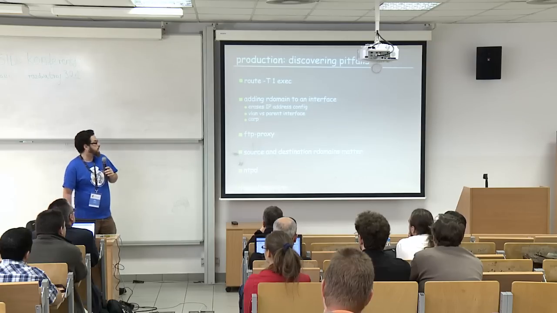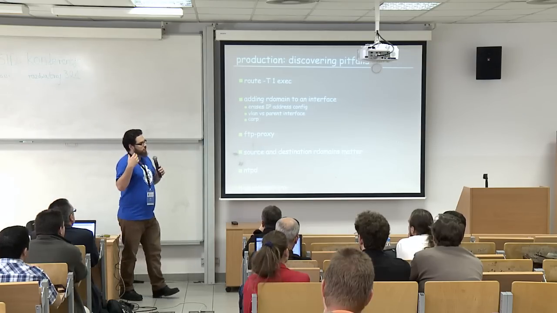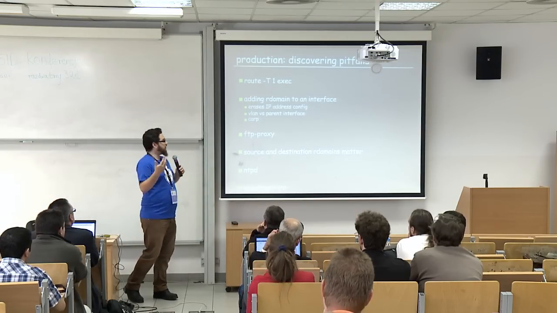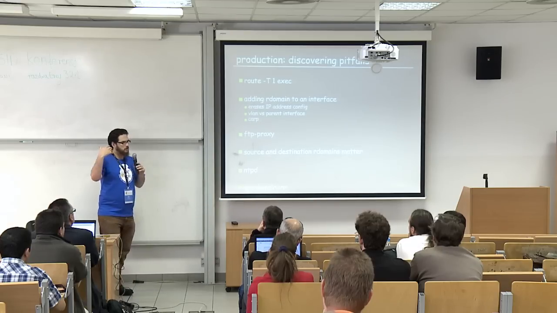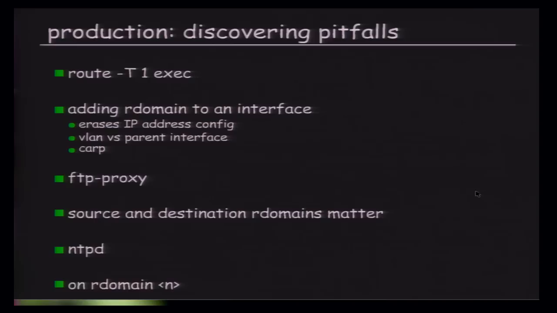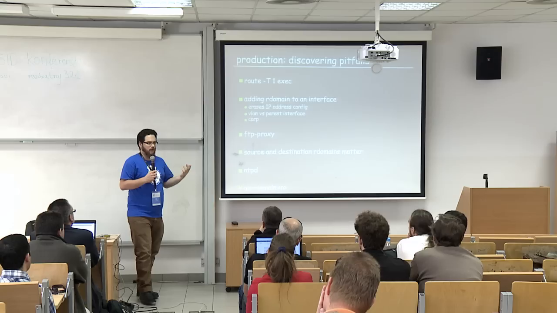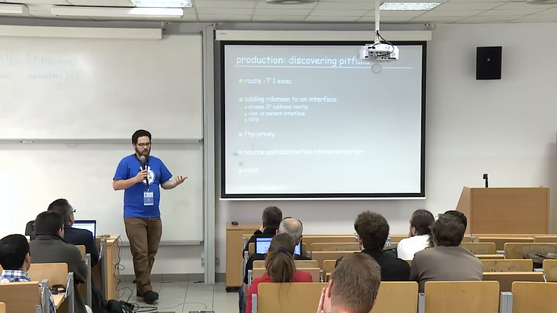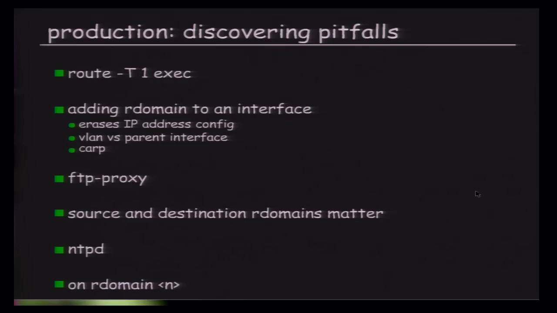The next part is when you add an R domain to an interface, then the question is, what should we do if there's any IP address already configured on it? Should we keep it? Should we delete it? Turns out the best solution is to just simply erase the configuration on that interface. So you need to re-add the IP address and netmask and all that configuration after you assign the R domain.